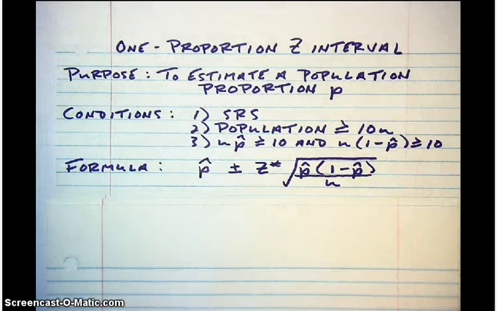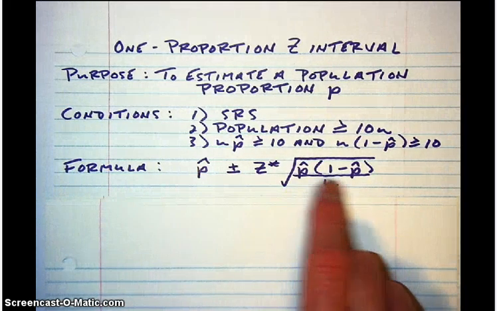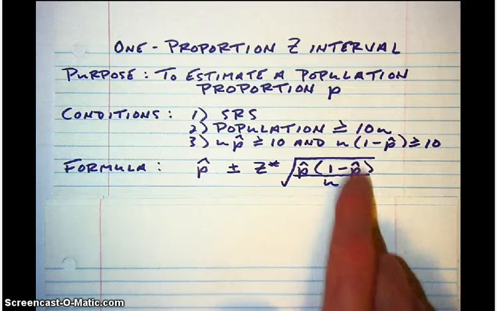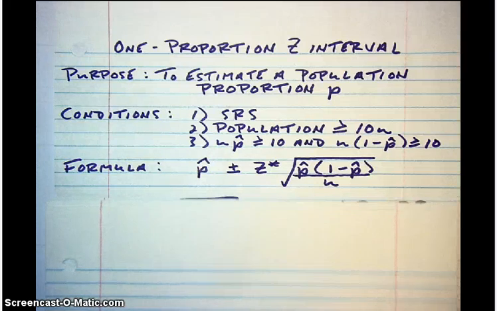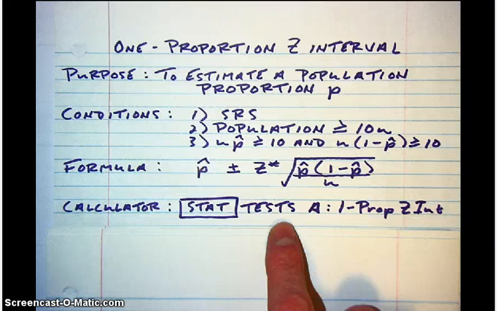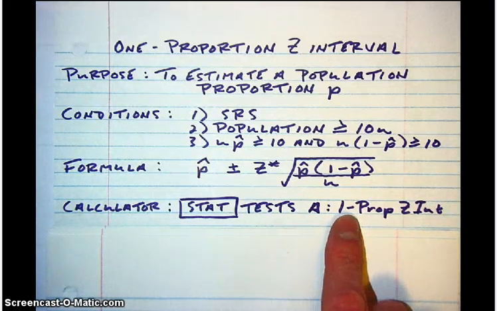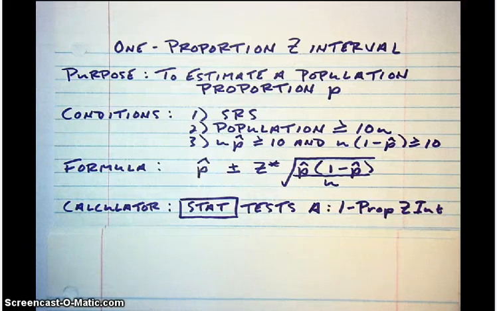Here's your formula. P hat plus or minus Z star times the square root of P hat times 1 minus P hat over n. Remember, we call that expression, the radical, the standard error of P hat. And then on the calculator, you can find this if you go to Stat Tests A. It's way down the list. It's 1 prop Z int, so you'll have to scroll down quite a bit.